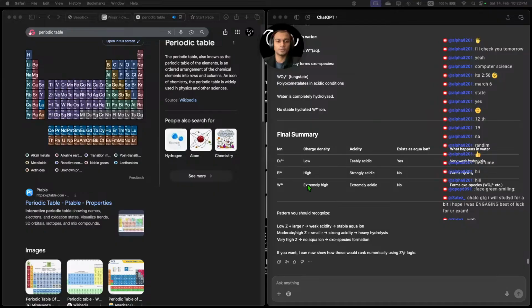So W6 plus is gonna form oxo acids. Of course, it lost all the electrons. That's a sad element. W 6 plus.